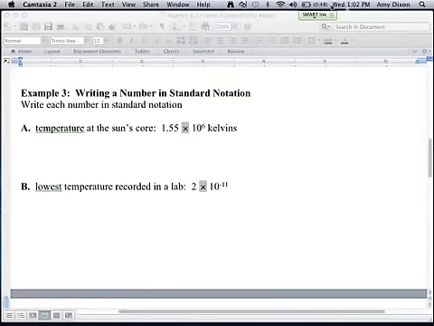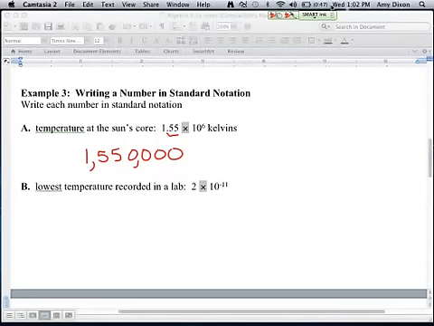Temperature at the sun's core is 1.55 times 10 to the 6th Kelvin. So how do I write this? You move the decimal 6 spots. To the right or left? To the right. So write 155. We're going to have to go 1, 2, and then 4 more zeros. So 155, and then we're going to add 4 zeros at the end. Put your commas where they need to go, please. You do need commas in your number. So the answer is 1,550,000 Kelvin.